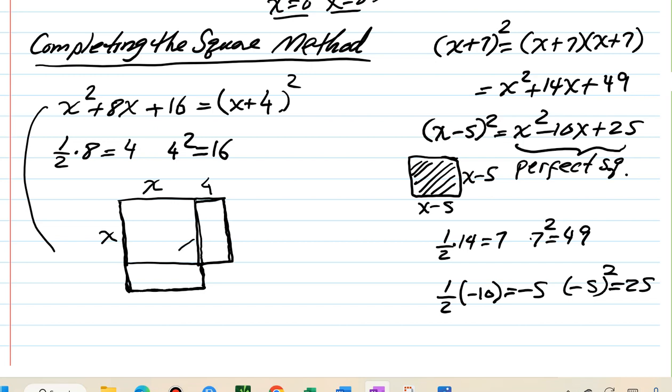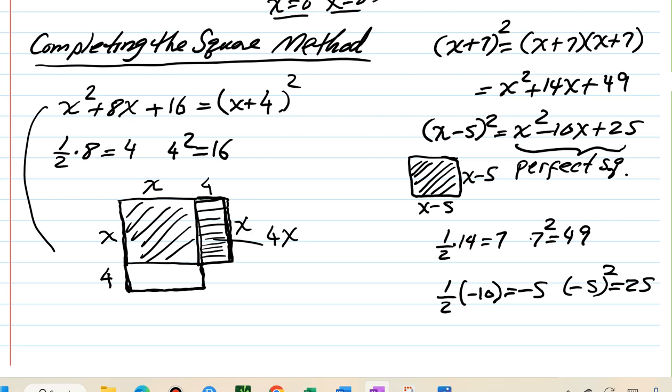All right, so x times x would be x squared. That's the first term. Now if I look at the area of the rectangle to the side, length times width. Well, width is 4 and length is x. So the area of this rectangle is 4x.